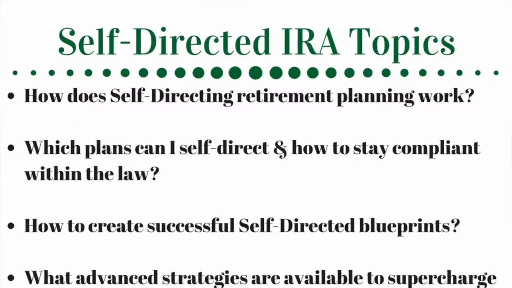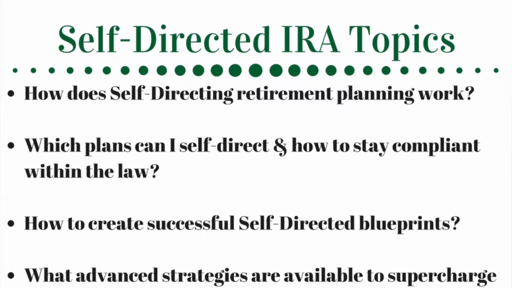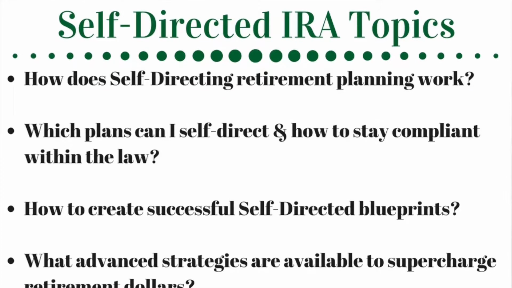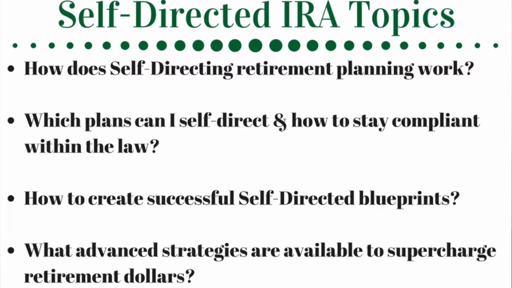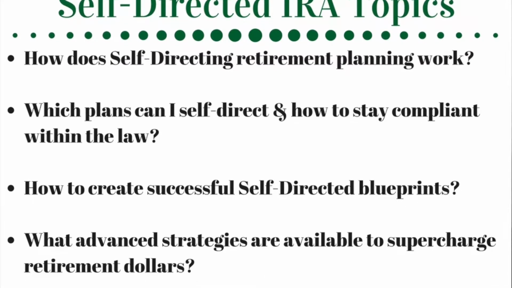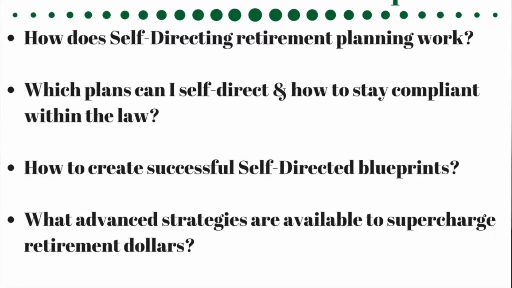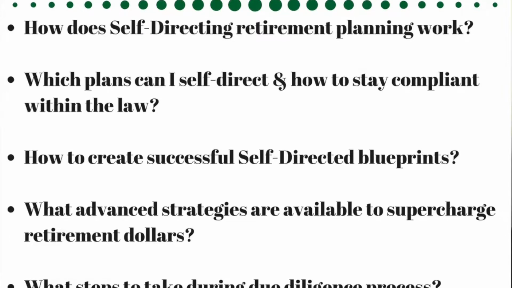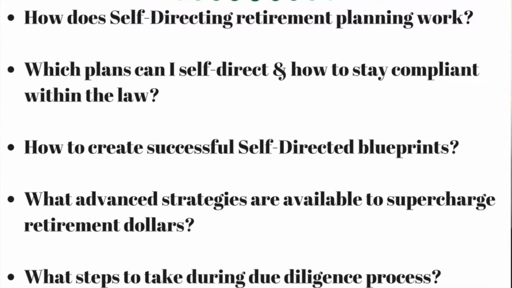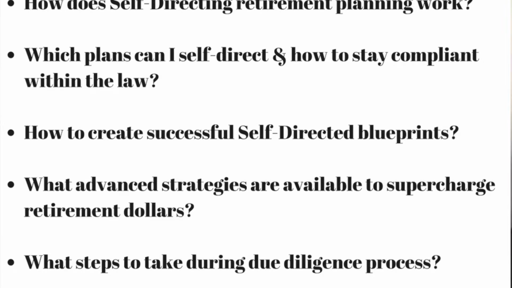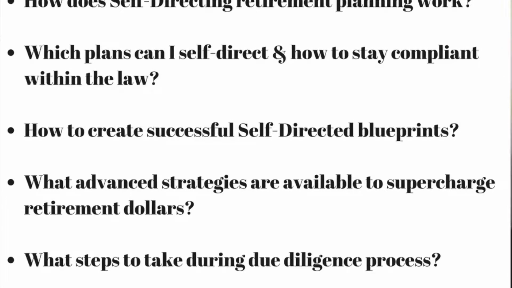In this class, there were 5 different learning objectives that we tackled in an 8-hour class. Number 1, how does self-directed retirement planning work? Number 2, which plans can I self-direct and how do I stay compliant within the law? Number 3, how to create successful self-directed blueprints. Number 4, what advanced strategies are available to supercharge retirement dollars? And number 5, what steps to take during the due diligence process?